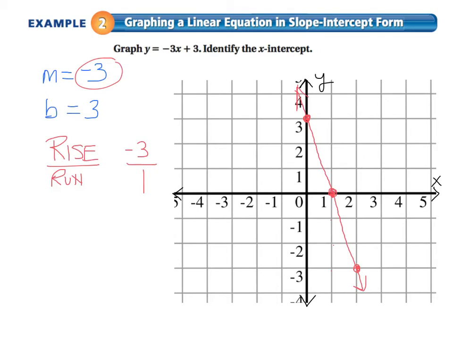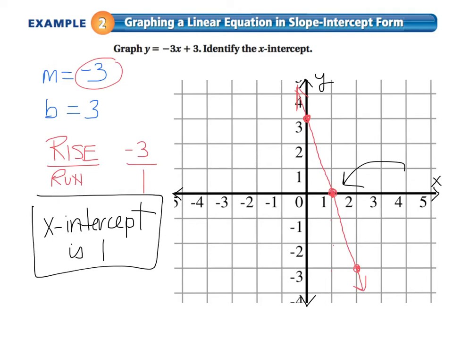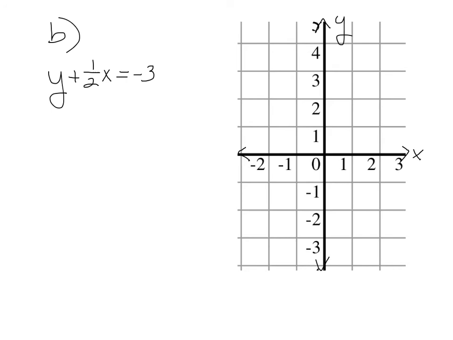Now the second part is identify the x-intercept. Well, the x-intercept is where it crosses the x-axis. Well, it crosses the x-axis right here at the point (1, 0). So the x-intercept is 1. So let's do one more example.